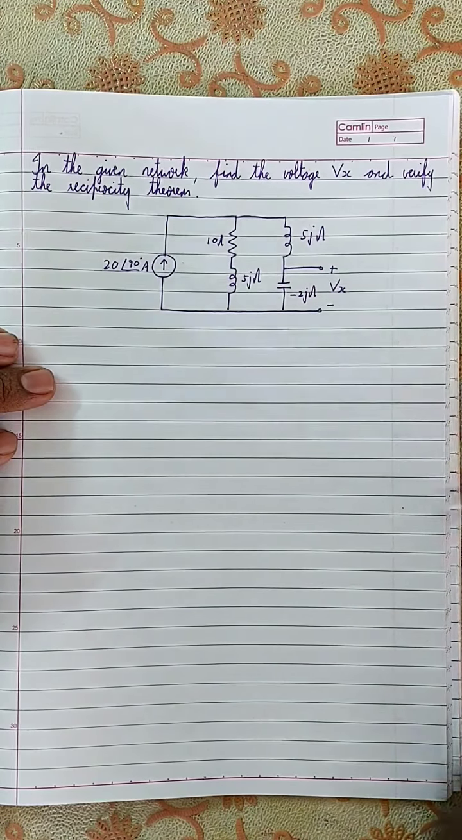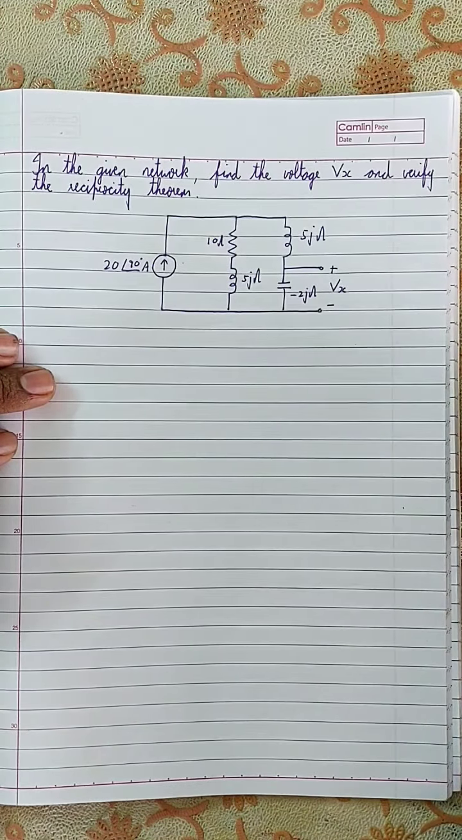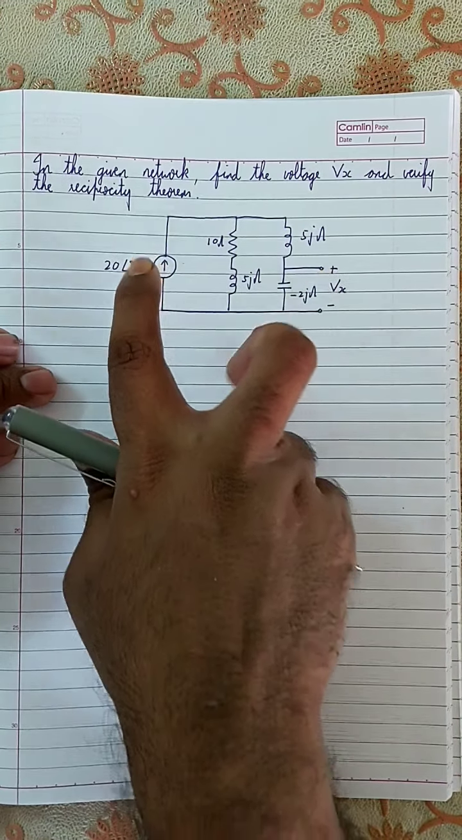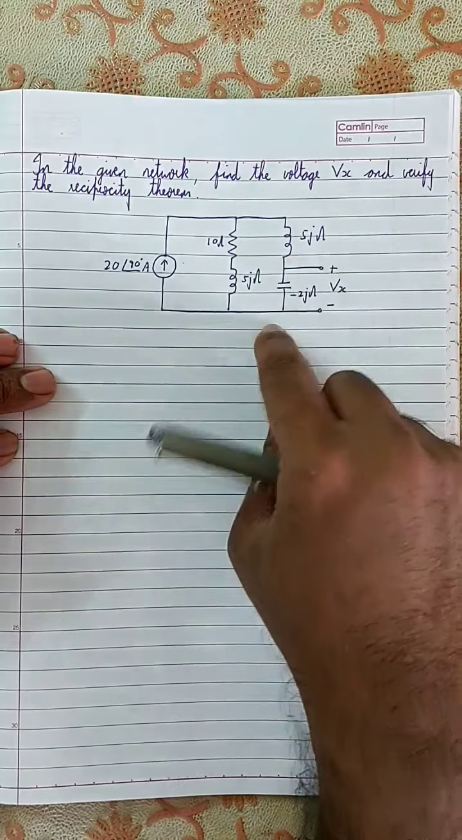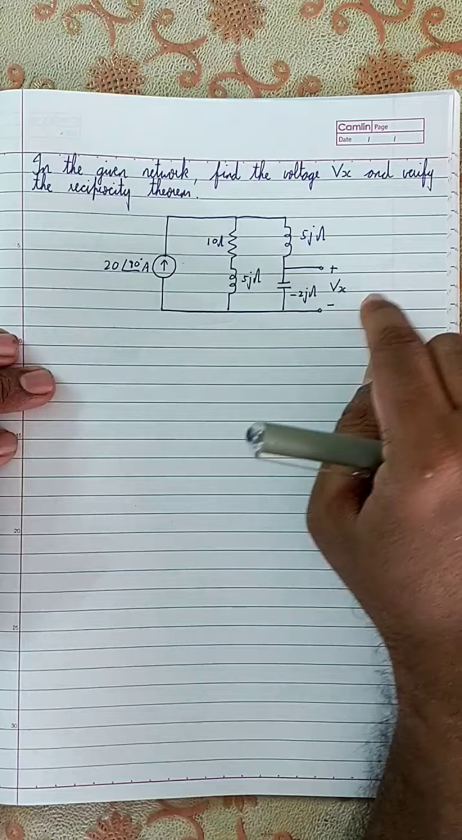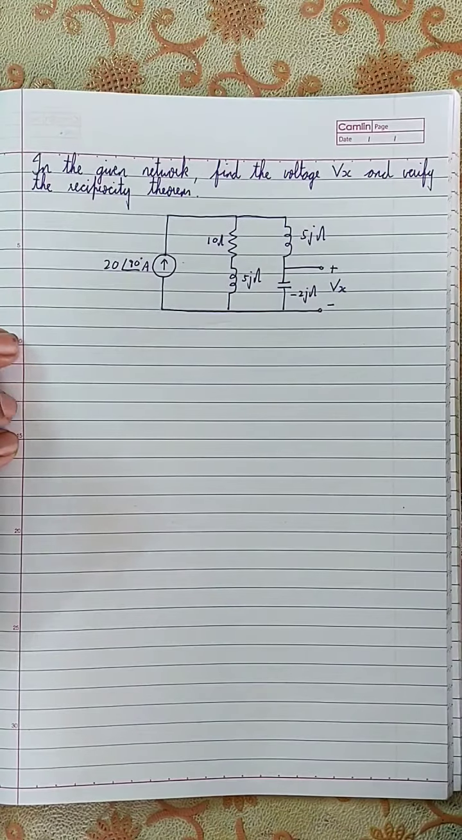So the method is basically the same. First I need to find the value of Vx. And then after that, I will exchange the position of my excitation and my response. So here this 20 angle 90 degree ampere is my excitation and the voltage across the capacitor is my response. So let's do this question.